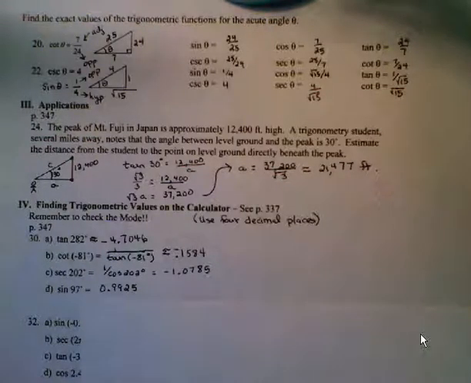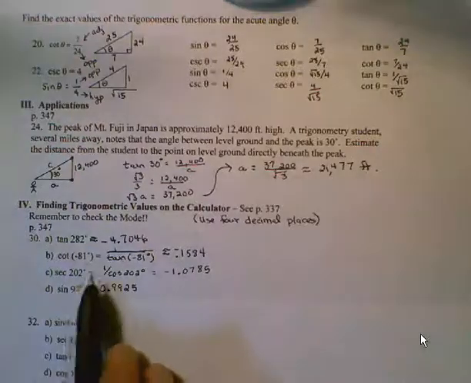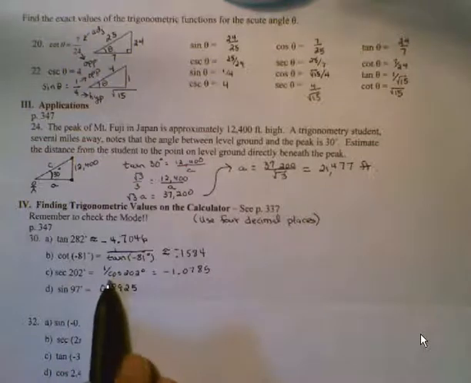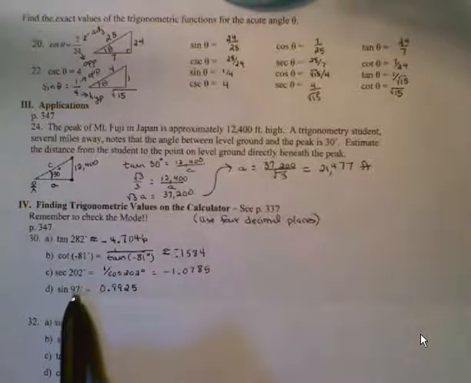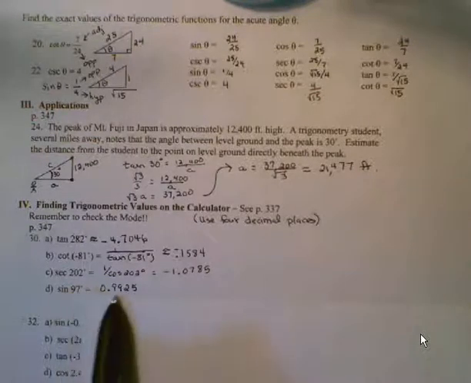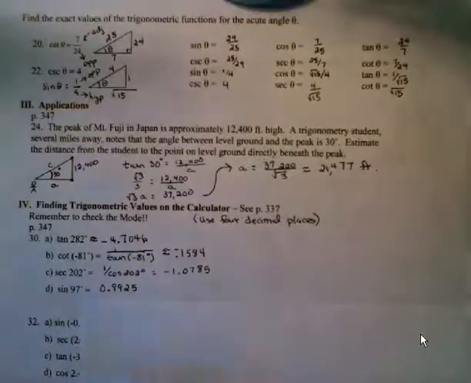Here's what I got for part C and part D. Again, I didn't have a secant button, so I had to find cosine 202 degrees and then use my reciprocal button to flip it. It was very straightforward to enter sine of 97 degrees, so you should have all 4 of those answers.